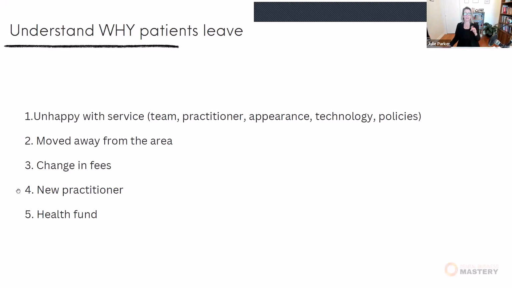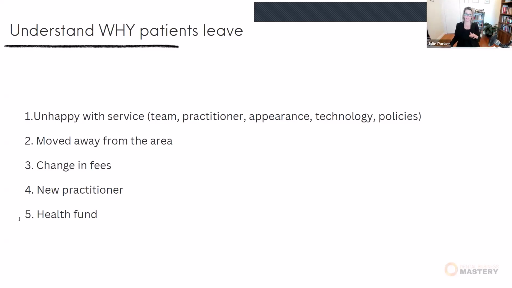Another reason why patients leave is you've got a new practitioner in place. Love the old practitioner, new one, not so great. It happens in every industry. We get used to our hairdresser. We like the chef at that restaurant. Then there's a change, and we're like, oh, the main reason I was attending is gone now, so I'm going to look around for somewhere else as well.